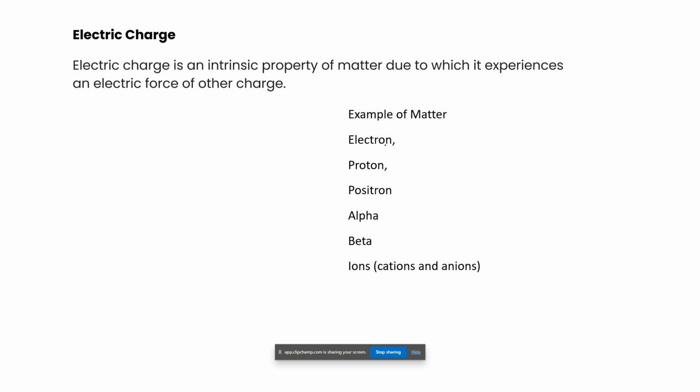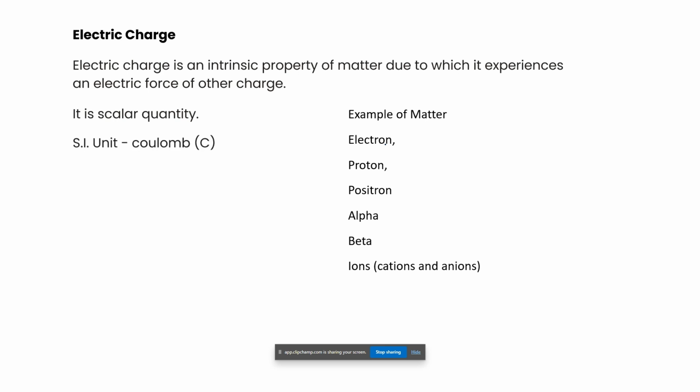Now, this property doesn't come with a direction. It is simply a value. So that's why it is a scalar quantity. And it is measurable, so it is measured in the coulomb.